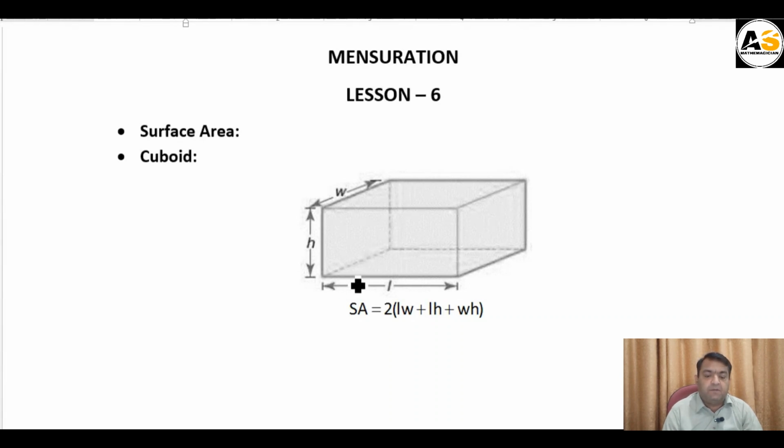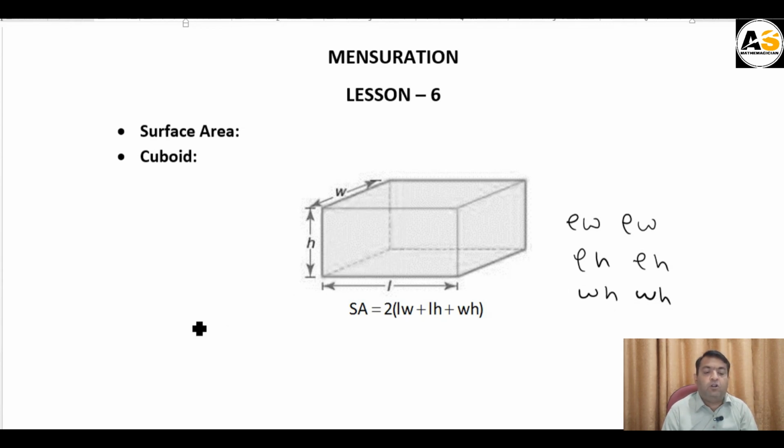What is the area of the bottom? This is length multiplied by width. And what is the area of the top? Again, it is length multiplied by width. What is the area of this front side? This is length multiplied by height. Similarly, its rear side is also length multiplied by height. And what is the area of this right side? This is height multiplied by width, or width multiplied by height. And the left side is again width multiplied by height.